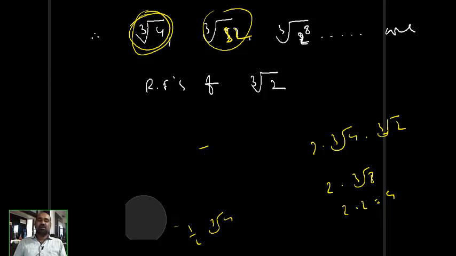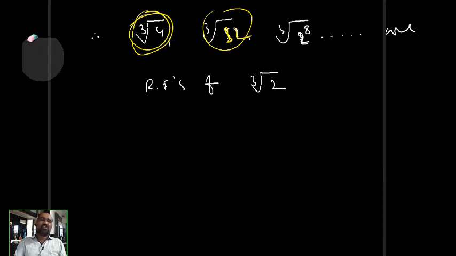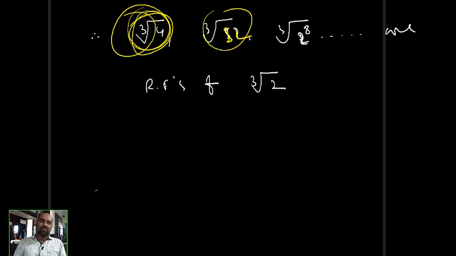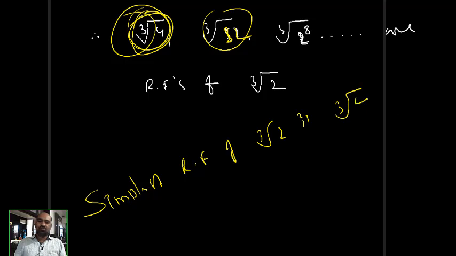Among all, the smallest one is taken as the simplest RF. So what is my answer? I can say this is the simplest RF. Simplest RF of cube root of 2 is cube root of 4. This is my answer.